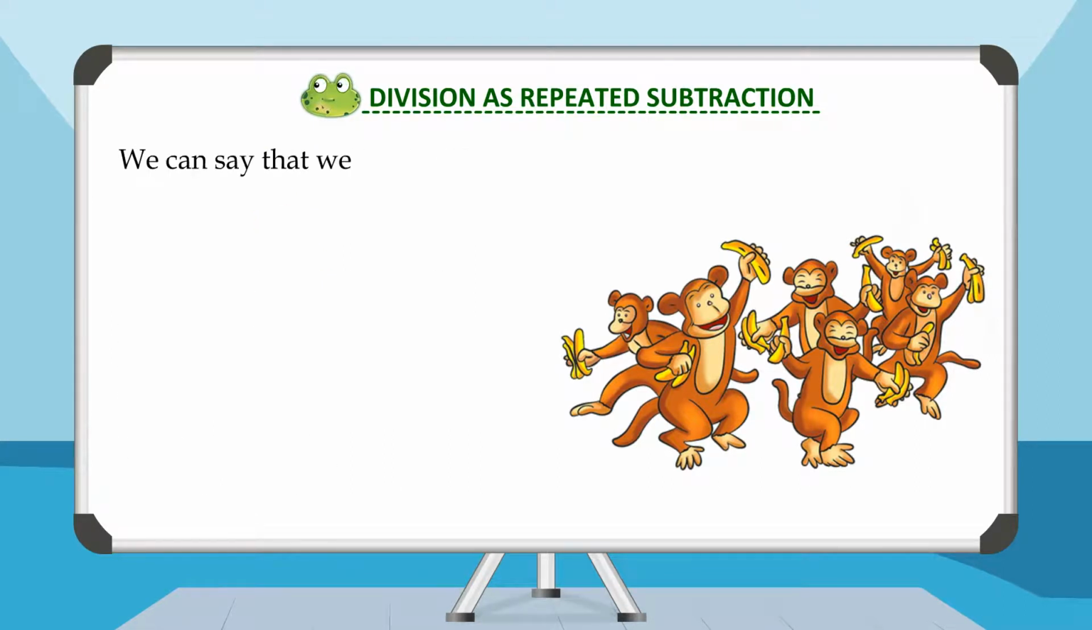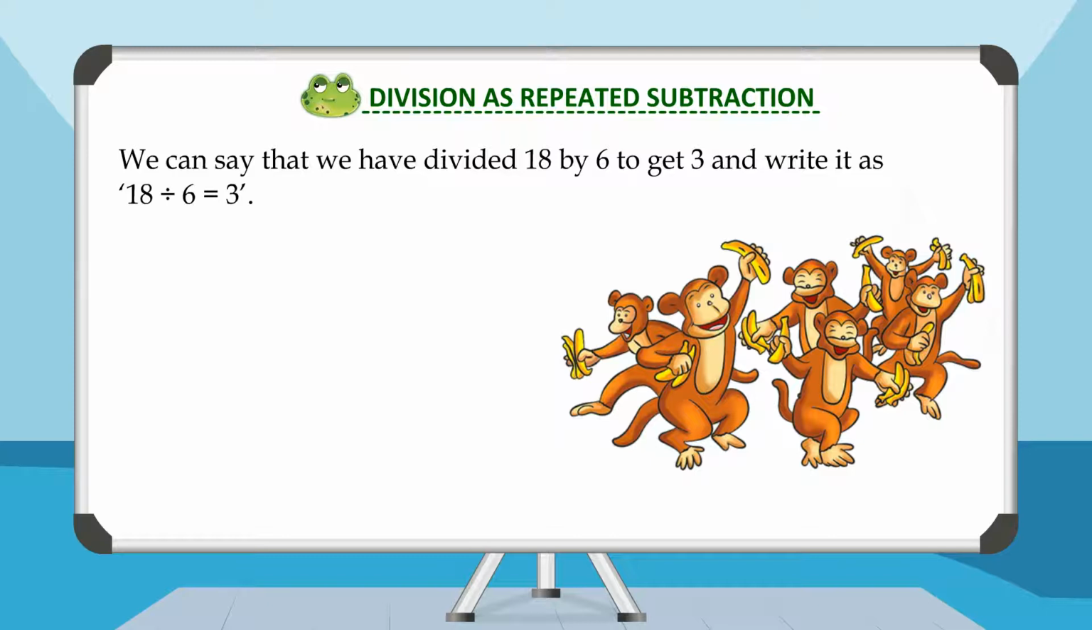We can say that we have divided 18 by 6 to get 3 and write it as 18 divided by 6 is equal to 3. Thus, we can say that division is repeated subtraction.